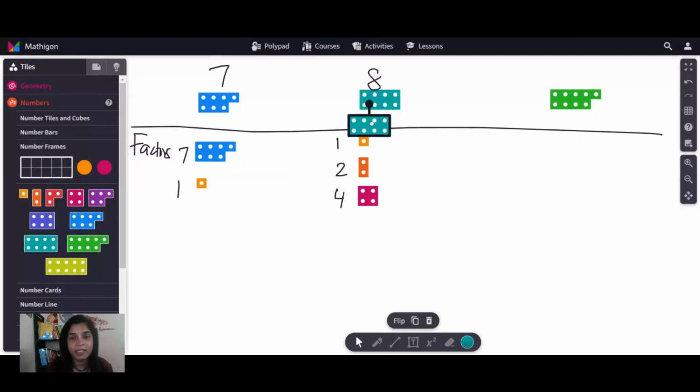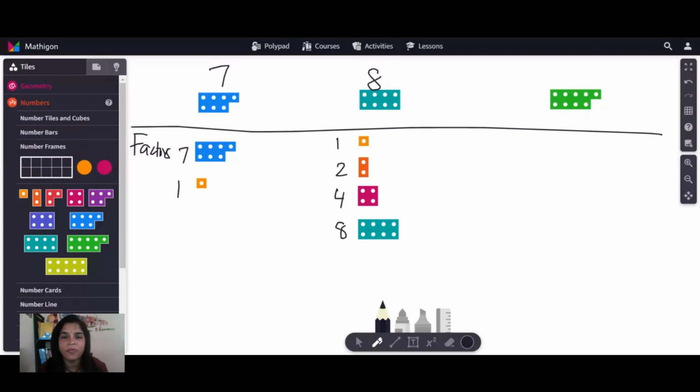Then the next thing is, of course, give the entire 8 to one person. See, equally distribute means it can be to one person also. So I gave the entire 8 to one person. So 8 is also a factor of 8, right? Remember, whenever I'm talking about factors, I am talking about distribution.